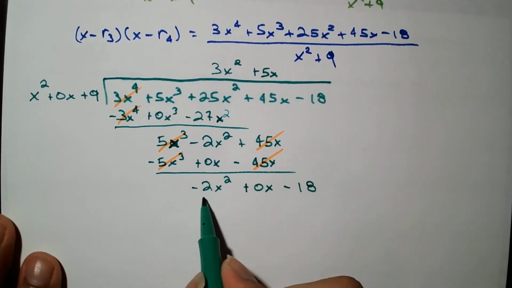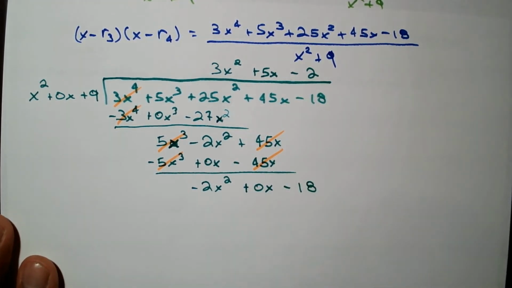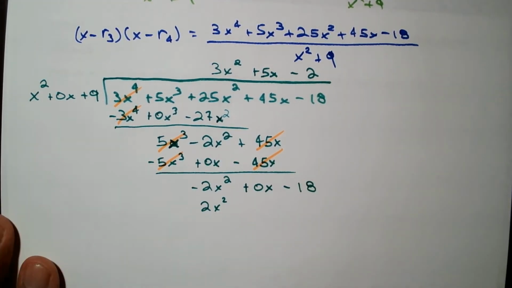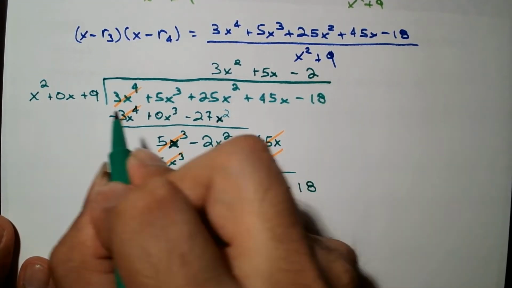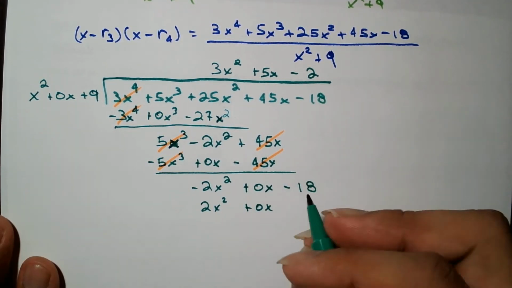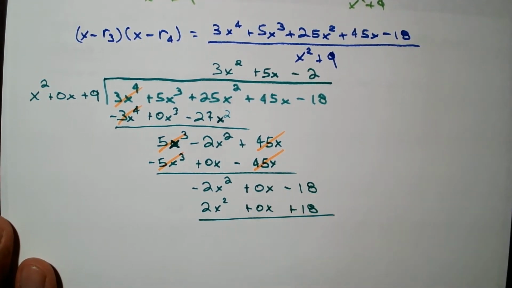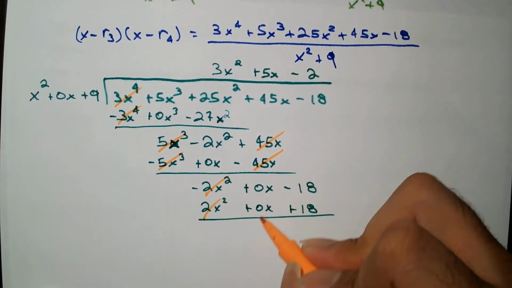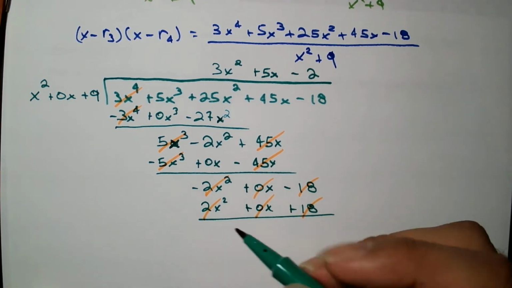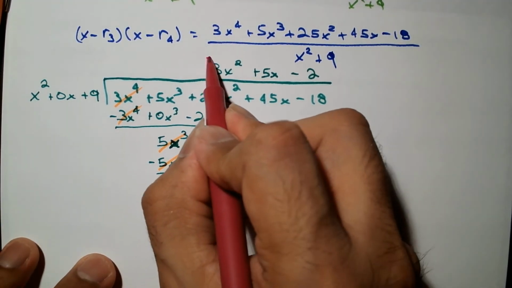And again, I'm gonna divide negative 2x squared by x squared. I'm gonna get a negative 2. And I multiply negative 2 times x squared, I'm going to get negative 2x squared, but a negative times a positive is negative, make it positive. Negative 2 times 0, that's a 0x. And then negative 2 times 9, that's negative 18. Change it to positive 18. Okay, so 0 plus 0 is 0. Negative 18 plus 18 is 0. So 0 remainder. What are we going to obtain? The quotient is this guy.